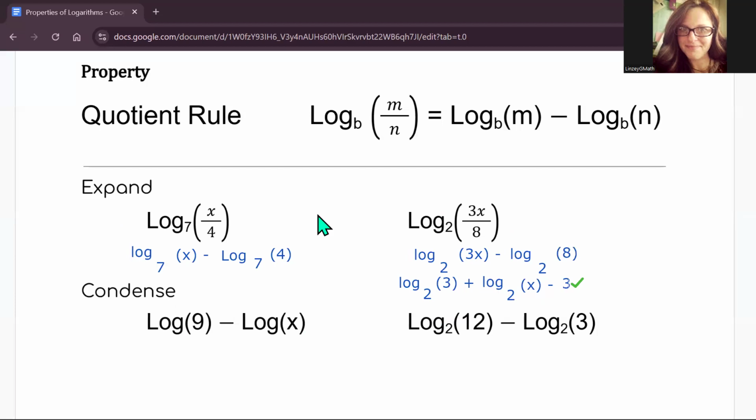And then going the other way, condensing, log of 9 minus log of x, we get log base 10 of 9 divided by x. And the next one, log base 2 of 12 minus log base 2 of 3, we get log base 2 of 12 divided by 3, which is 4. And then log base 2 of 4 is equal to 2.